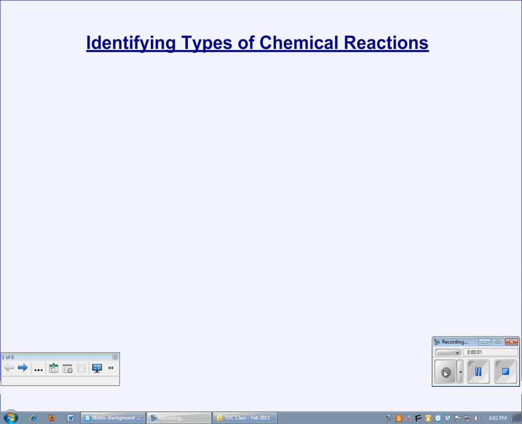Okay, class, for part 2 of identifying types of chemical reactions, we're going to pick up with our 4th type, the single displacement reaction. How would we define a single displacement reaction? Well, a single displacement reaction can be described this way.